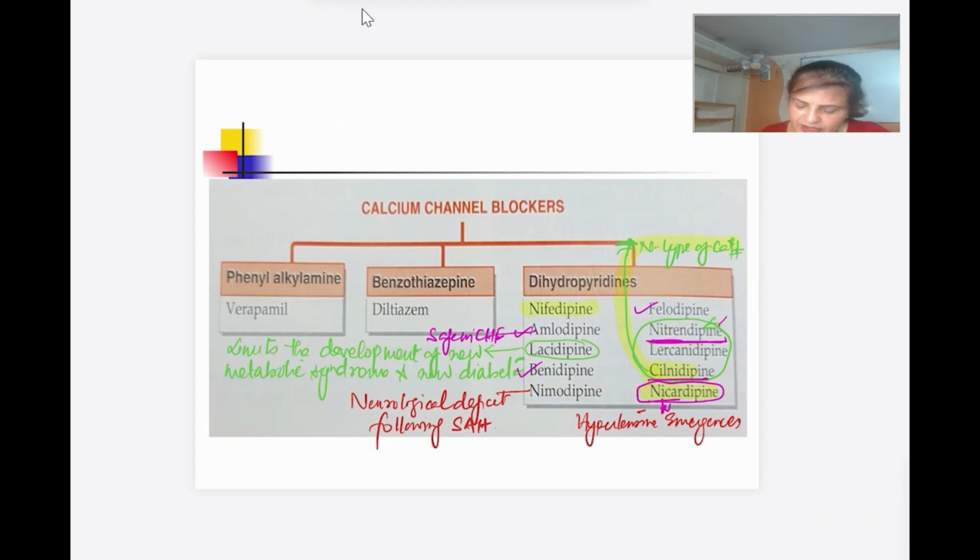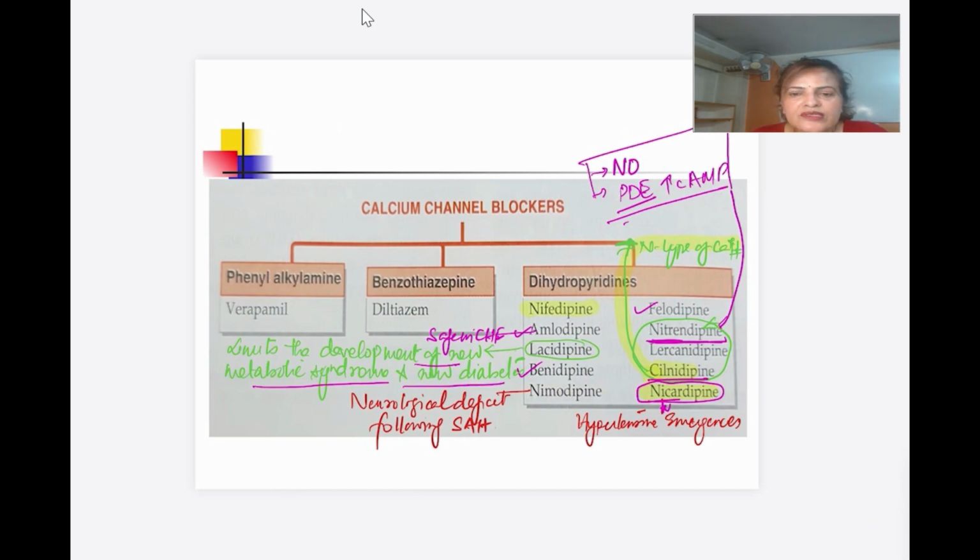Then coming to nitrendipine, it is going to cause the release of NO from the endothelium, and it is also a phosphodiesterase inhibitor. So it increases the level of cyclic AMP. So the vasodilatation effect is more with nitrendipine. Okay, this is important. Then lacidipine, what it does, it is going to limit the development of new metabolic syndrome and then new diabetes. So this is a differentiating point from all the rest of the calcium channel blockers.